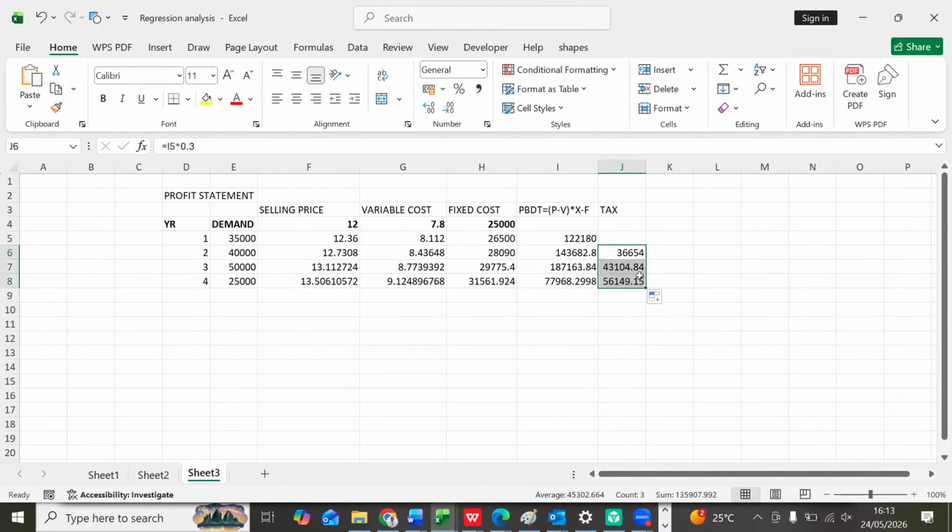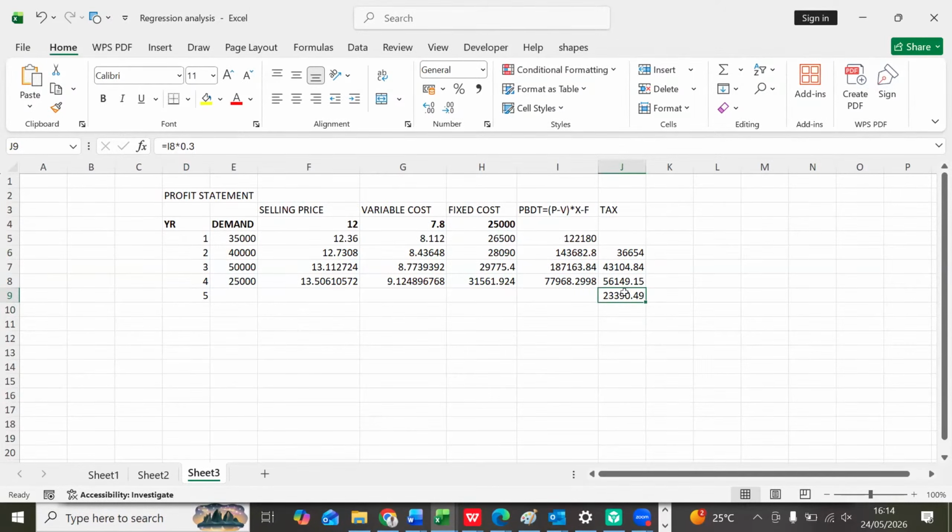So first of all, ladies and gentlemen, in this very case, see how you are able to get your taxes for each year. And if you're keen enough, I've introduced the 5th year. So this is I8, yeah, times 0.3. Why am I introducing this 5th year?